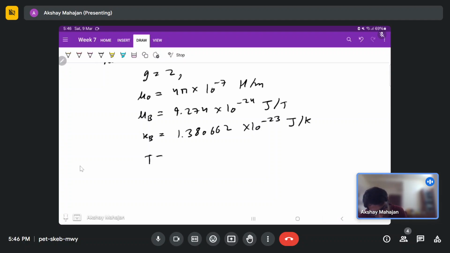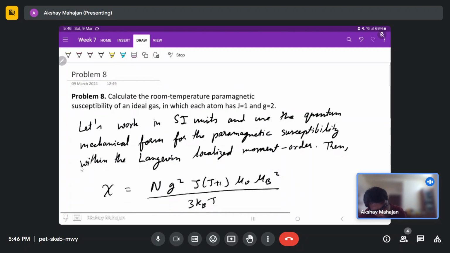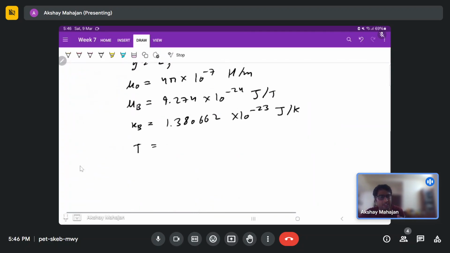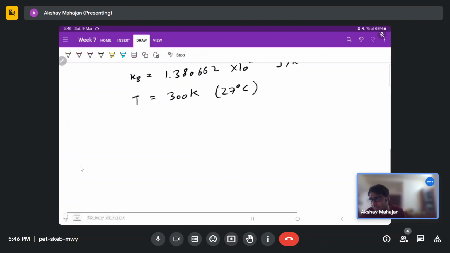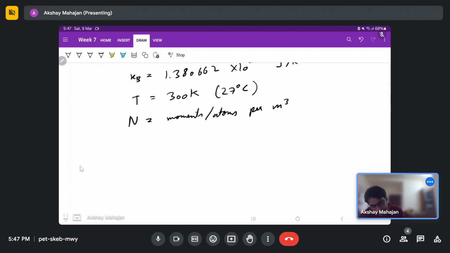And temperature, it is given as room temperature. You have to find it at room temperature, so for easy calculation take it to be 300 Kelvin, instead of 273 Kelvin or 298 Kelvin. Like instead of taking room temperature as 25 degrees centigrade, take it as 27 degrees centigrade, so that the calculation is simpler. And here n is basically our number of atoms per meter cube, right?